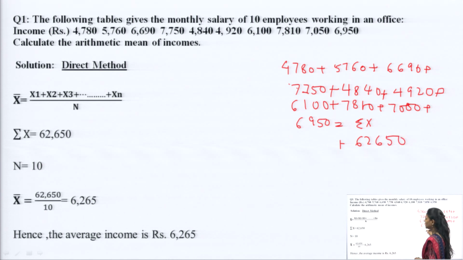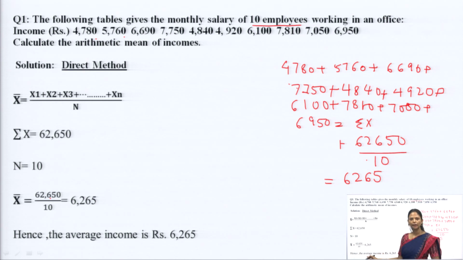This gives summation of x equal to 62650. The total number n is 10 employees, so it is divided by 10. This gives 6265. Hence the average income is rupees 6265.